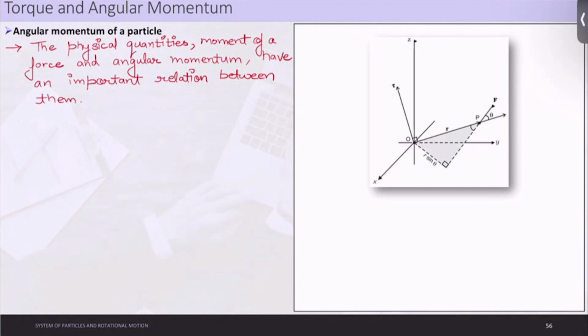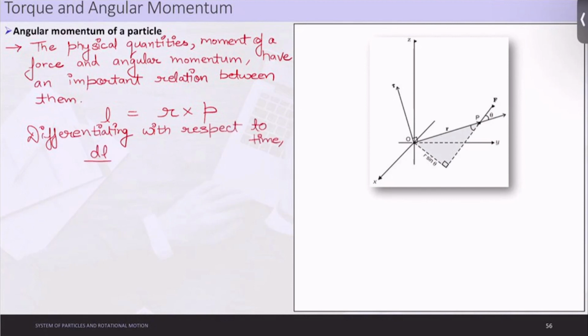First of all, we know that L is r cross p. Let us differentiate this once with respect to time. Differentiating with respect to time, we get dL by dt equal to d by dt of r cross p.